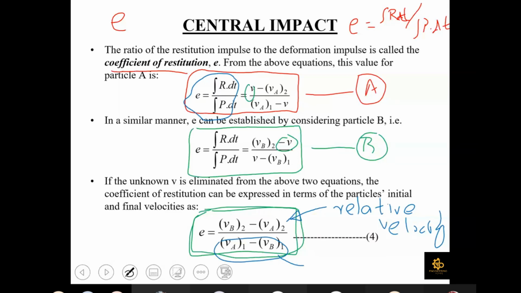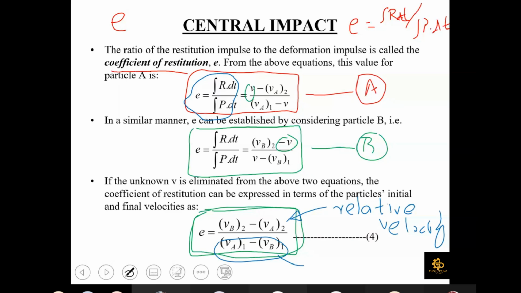RDT और PDT एक दूसरे के इक्वल हैं, isn't it? Yes, sir. अच्छा, अगर रेस्टिट्यूशन इंपल्स और डिफॉर्मेशन इंपल्स एक दूसरे के बराबर हैं तो फिजिकली इसका क्या मतलब है? शुरू में आप में से किसी एक ने जवाब अभी स्टार्ट किया था. Sir, no loss in kinetic energy. No loss in energy during that collision.